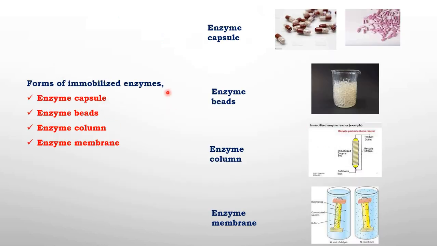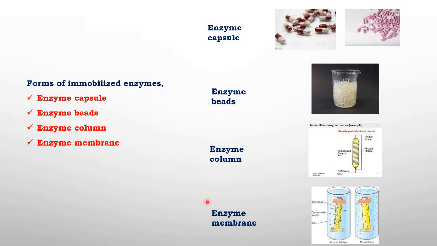Now the forms of the immobilized enzyme. It means, what are the forms after the enzymes are immobilized. There are four major forms. After immobilization, it may be in capsular form, in the form of beads, or in the form of a column. Immobilized enzymes in a column are popularly used in laboratories for isolation of different proteins and enzymes, which is called column purification.